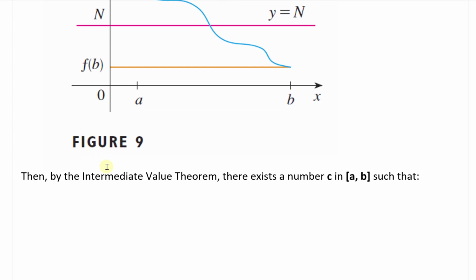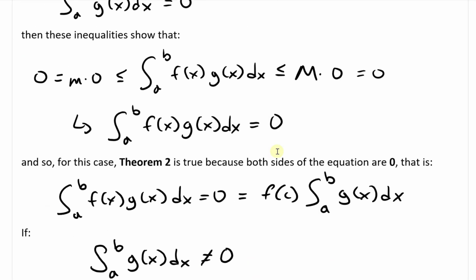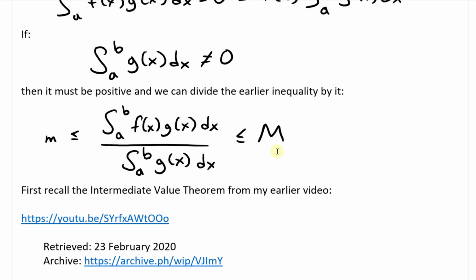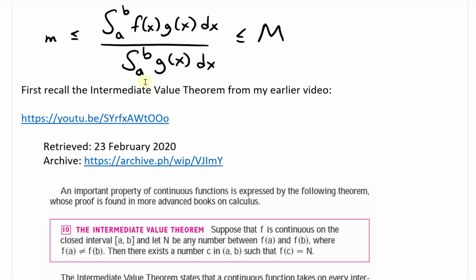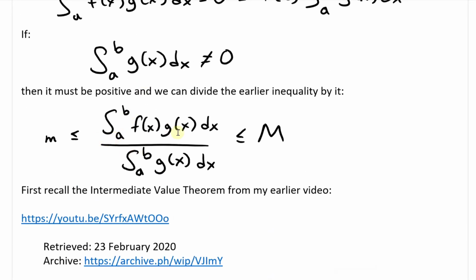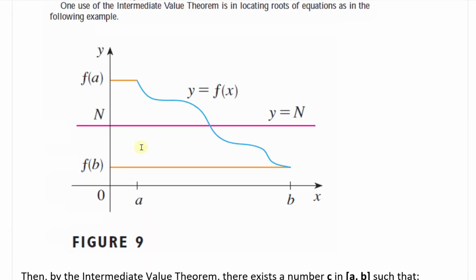So then by the intermediate value theorem, there exists a number c in a and b such that, if we scroll up above here, this overall function, this integral divided by integral, is greater than or equal to m and less than or equal to capital M. Those are the extreme values. So then there has to be a value that is just equal to this. We just put f of c is equal to this value, whatever this integral is. So this is going to be a value in between that.